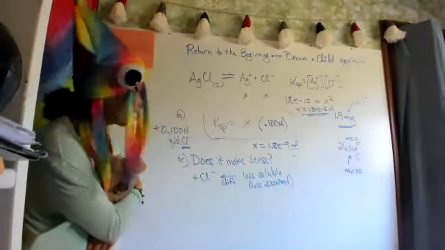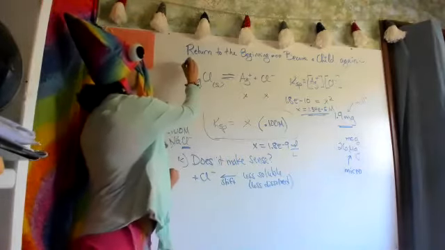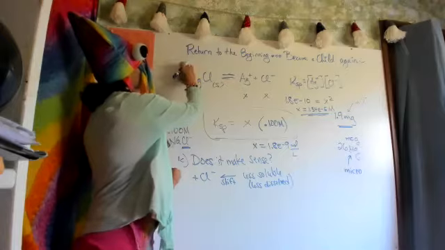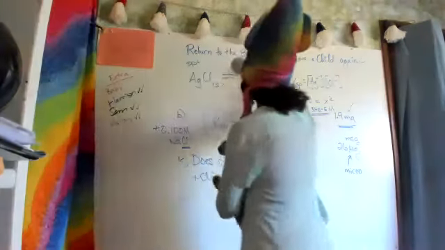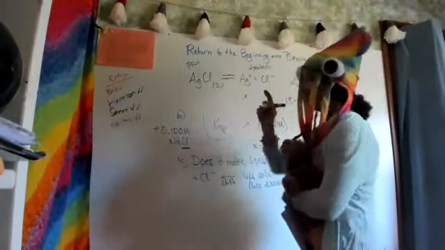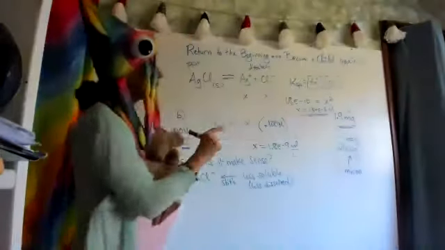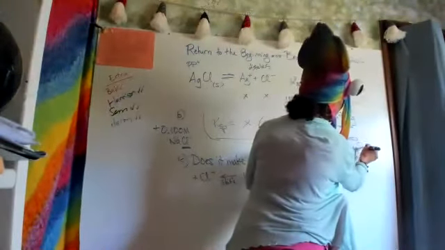Just in case you didn't guess that. This side is how much precipitates. This side is how much dissolves. KSP is telling you how much dissolves. This is how much dissolved.